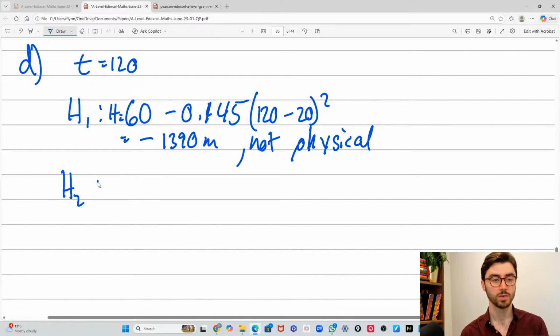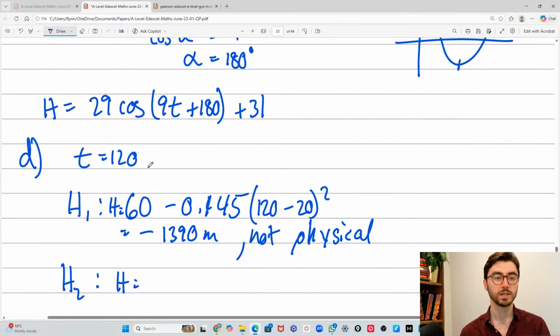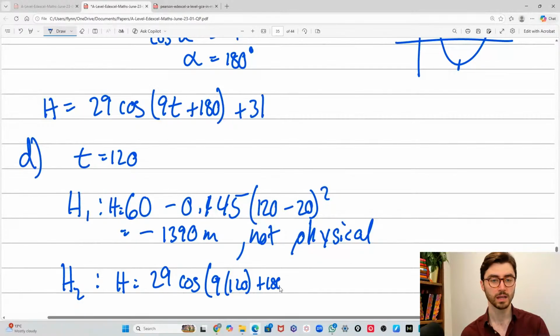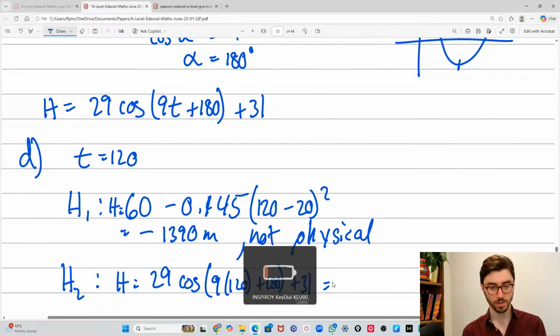Whereas for H2, we would get that the height is equal to 29. This really is not too much of a bad paper, is it? So 9 into 120 plus 180 plus 31. And that would be equal to, so let's put in 120 equals 29. Now let's go back 2 degrees.